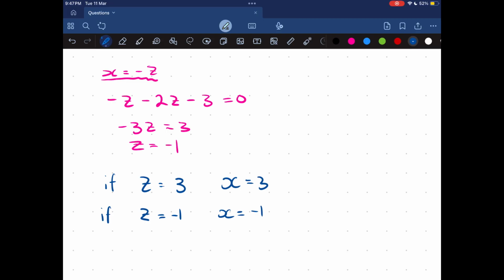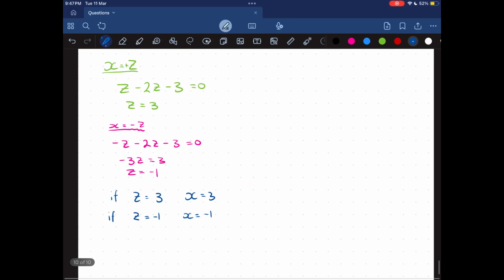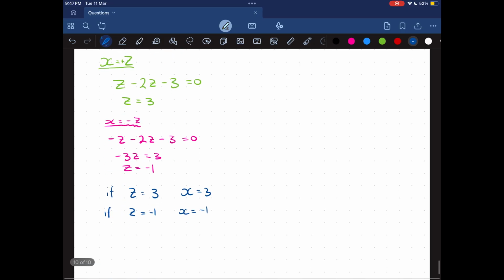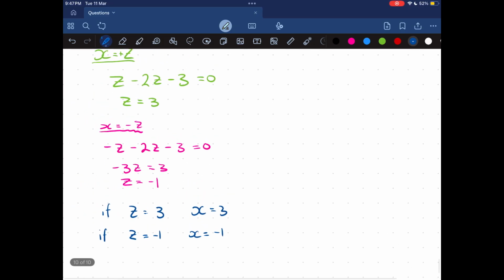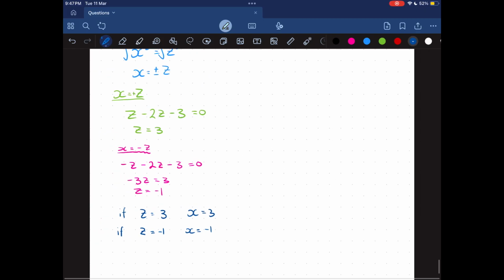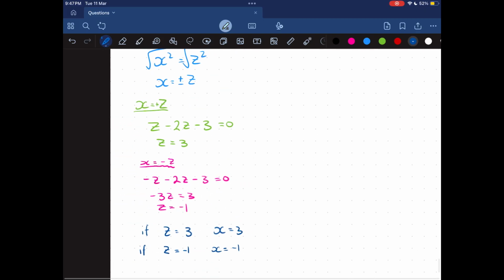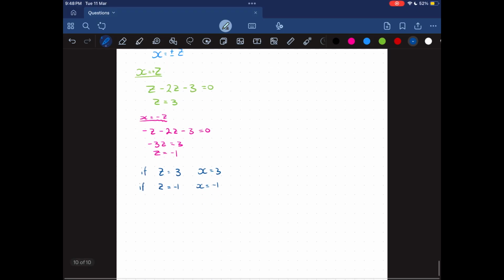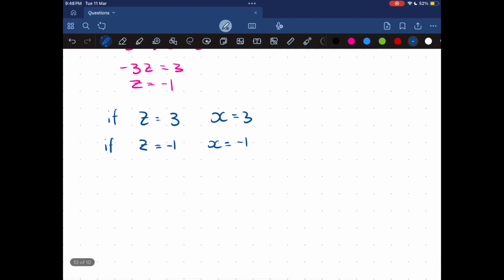Perfect. Okay. So now we can actually find our points because we know y is equal to 0 this entire time. So if x is equal to 3, y is equal to 0, and z is equal to 3, and second point, with x equal to negative 1, 0, and negative 1.